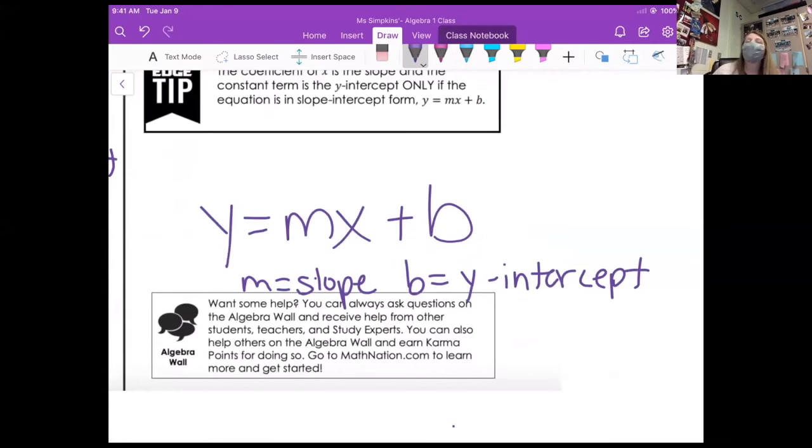M is slope, B is our Y intercept. We're going to use this form to draw all the lines we need to draw. Or if we're given a line, we should be able to create this form from a line.